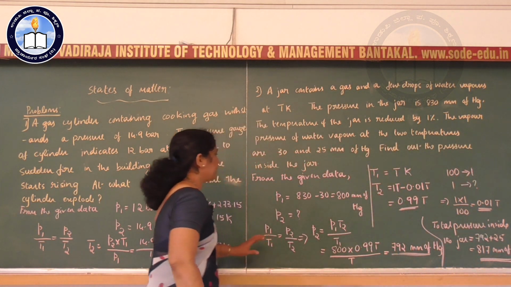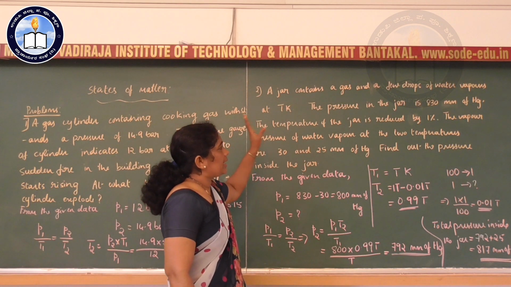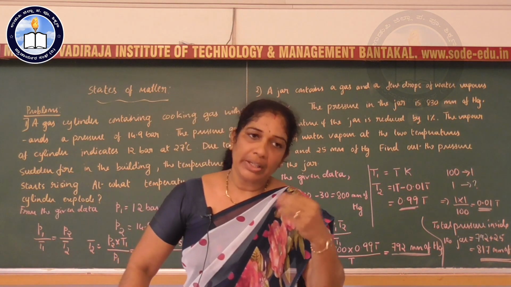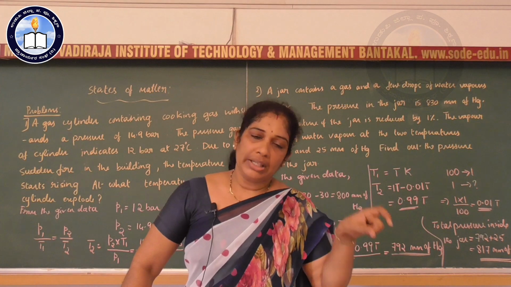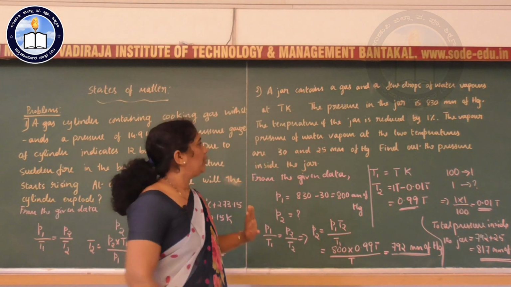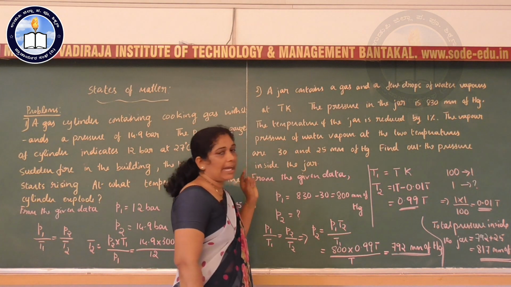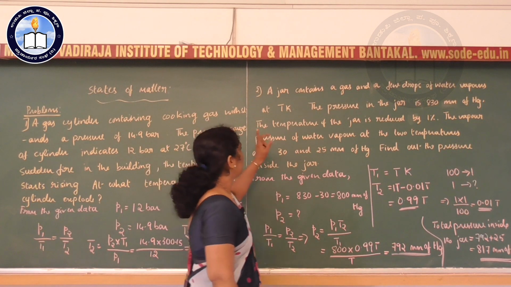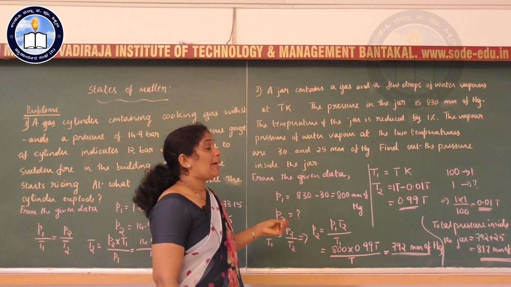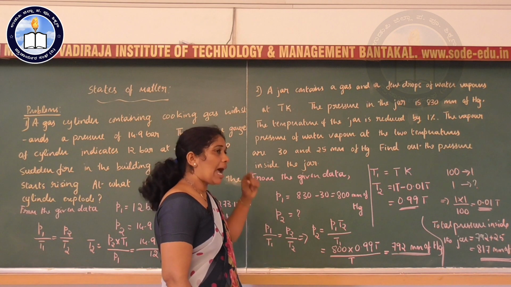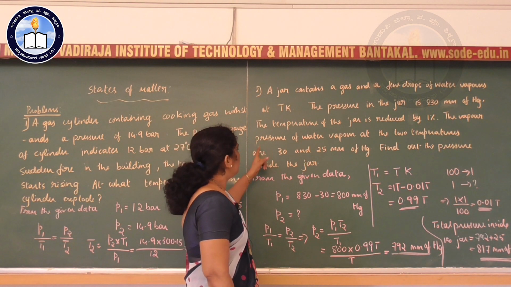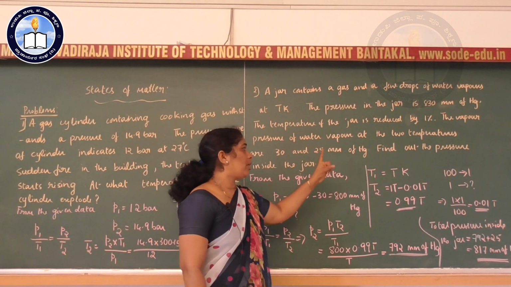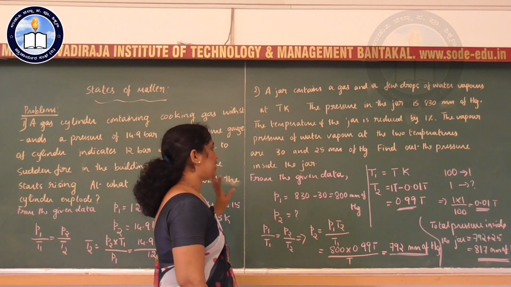I will explain once more, look. What does it say? The jar contains a gas and a few drops of water vapors. Inside the jar there is gas along with water vapors. So the total pressure is from the water vapors plus the gas. The pressure inside the jar is 830 mm, meaning the total pressure is 830. The temperature of the jar is reduced by 1%, that is 1% in 100. The vapor pressure of water vapor at two temperatures are 30 and 25 mm of mercury. Find out the pressure inside the jar.